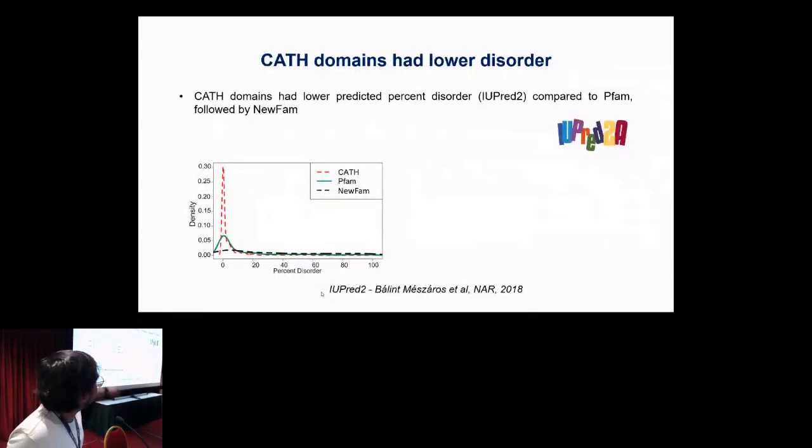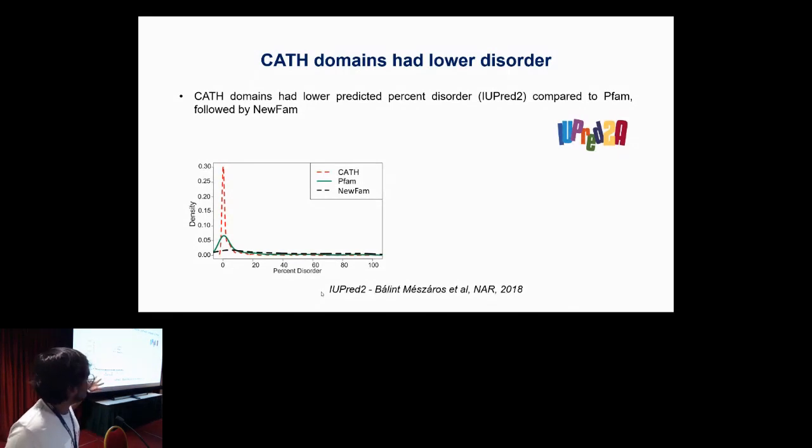And we used IUPred2 for the purpose. And over here again, in red is the percentage disorder of the sequence in CATH domains, in green Pfam domains, and in black dotted lines are the new FAMs. And it's very evident that the CATH domains are well-structured domains with very low percent disorders, while the new FAMs are not quite well structured.